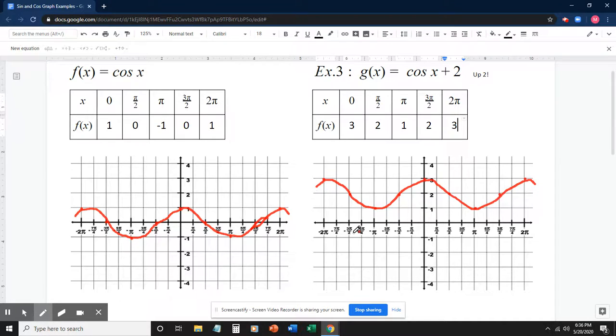Boom. Not perfectly drawn, but again, not too bad. This guy shifted up 2 places. So plus 2 is up 2, minus 2 is down 2, like normal. So those are the 3 vertical changes, or transformations, that we can make.